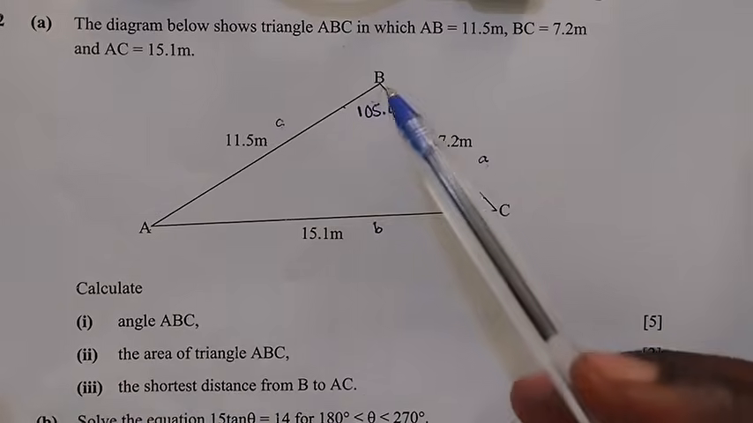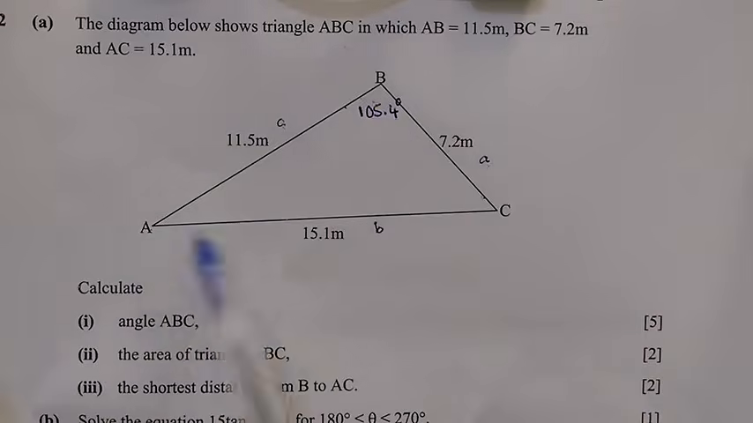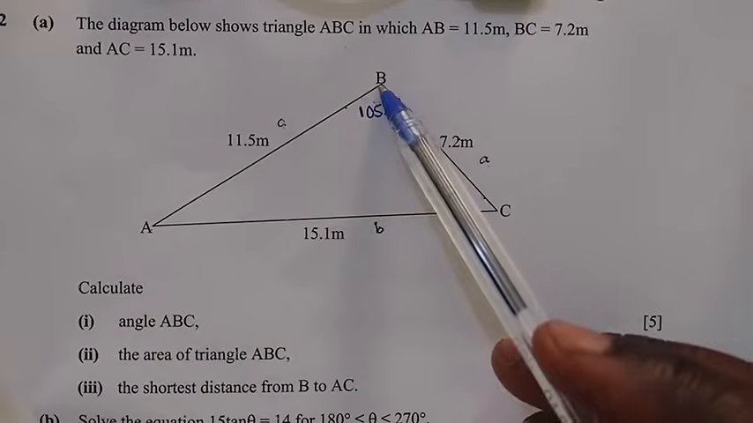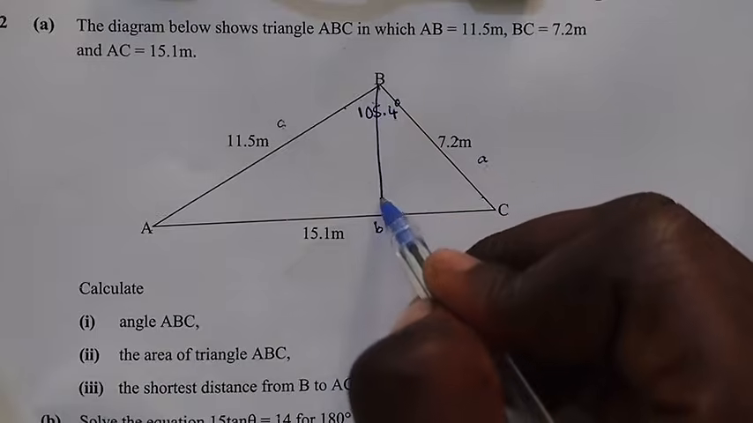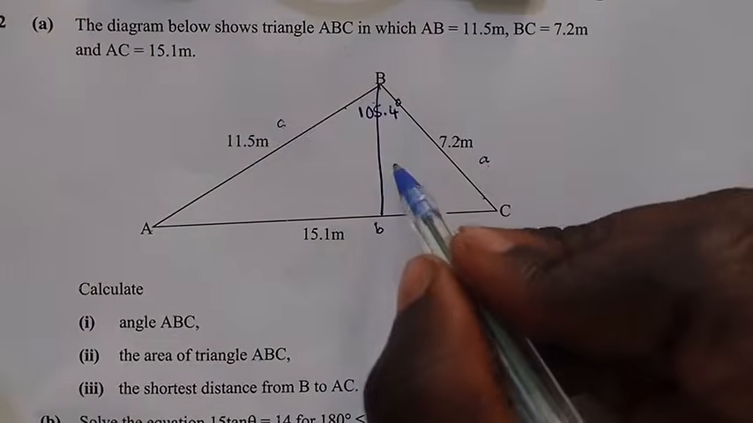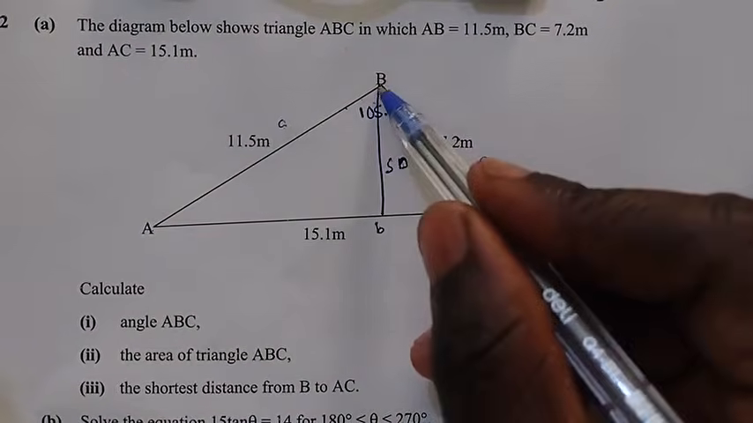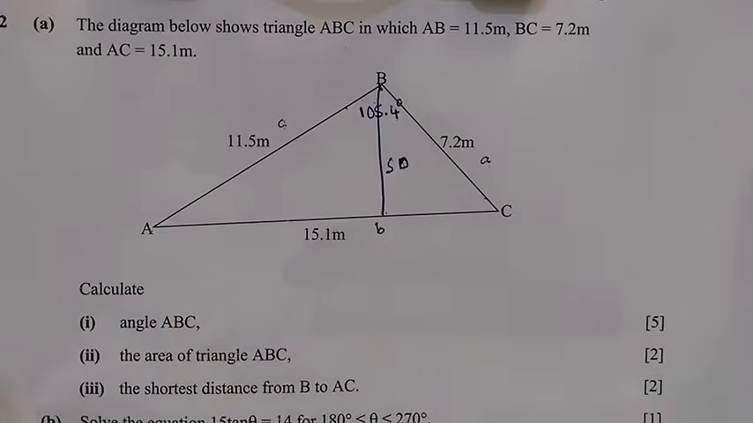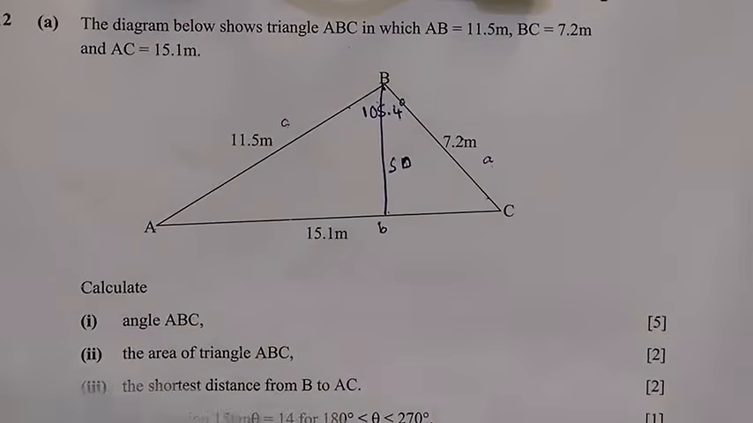So the shortest distance from B coming to this line AC. So from B down here, from this point B coming here. Okay, this is the shortest distance I want us to calculate. So we name this as SD, standing for shortest distance from B coming here to AC. So how do you find this shortest distance? To find this shortest distance, this is what you are going to do.